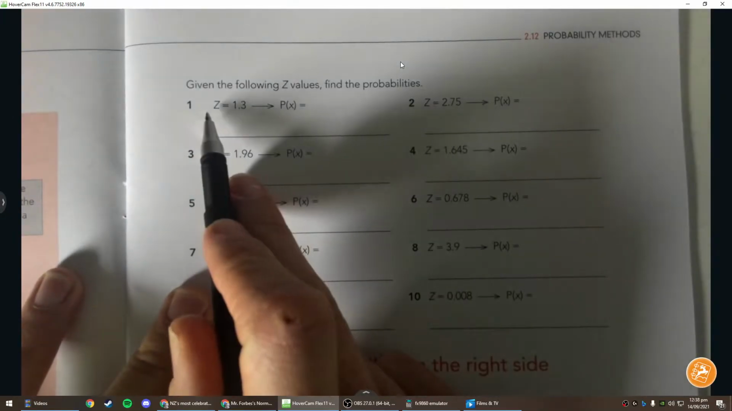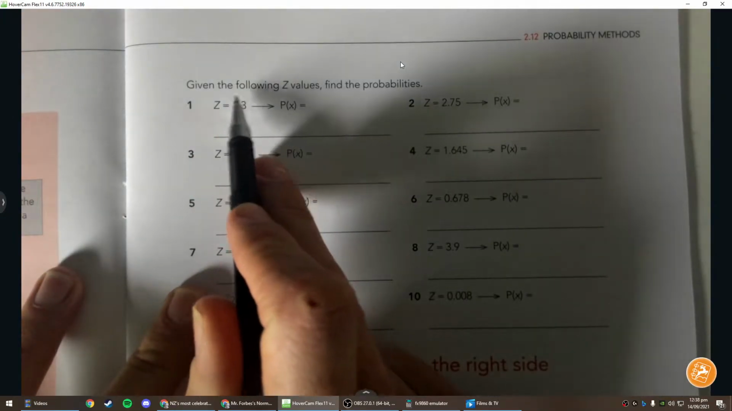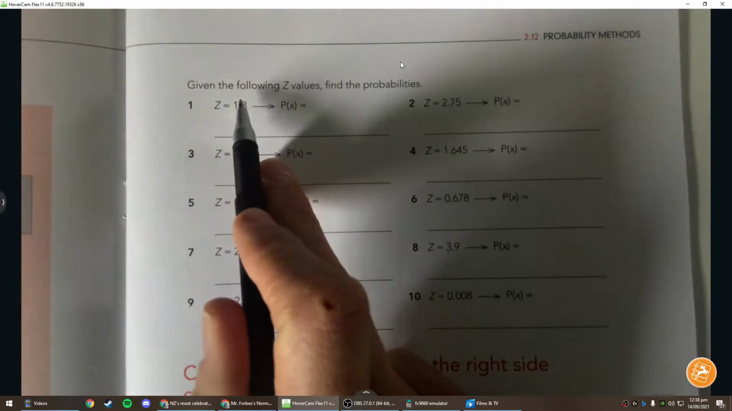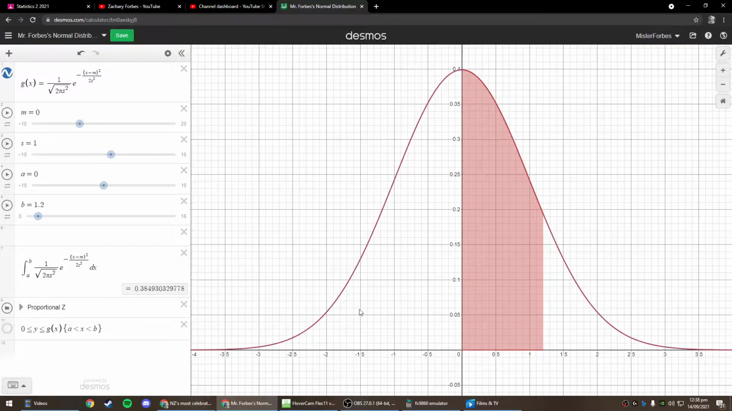Okay, so first of all, they have given you a z value of 1.3. What that means is on this graph, we are looking between the value of 0 up until the value of 1.3.